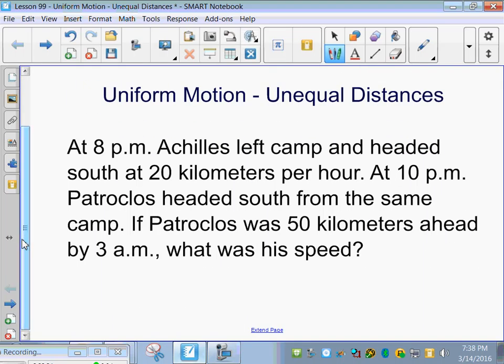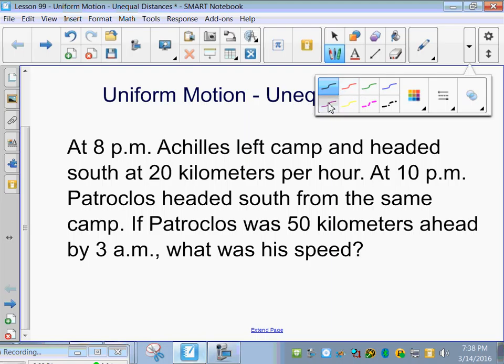And now we have unequal distances. So at 8 p.m., Achilles left camp and headed south at 20 kilometers per hour. At 10 p.m., Patroclus headed south from the same camp. If Patroclus was 50 kilometers ahead by 3 a.m., what was his speed?